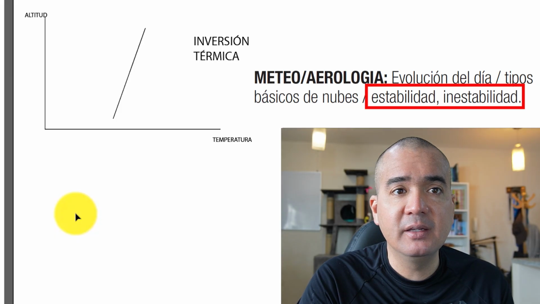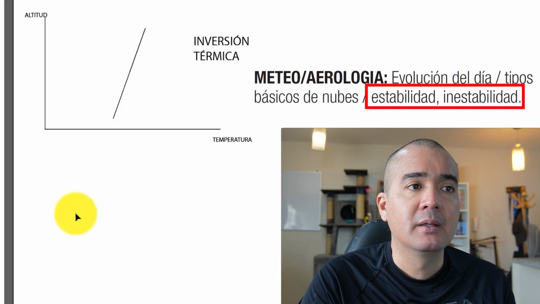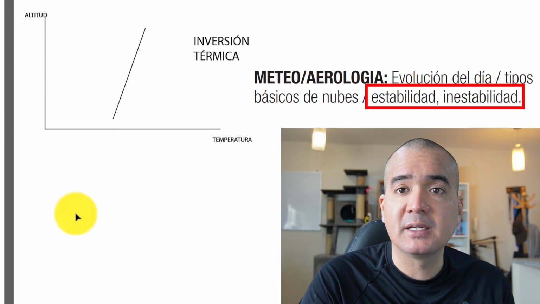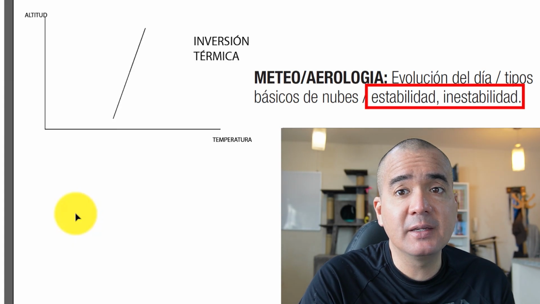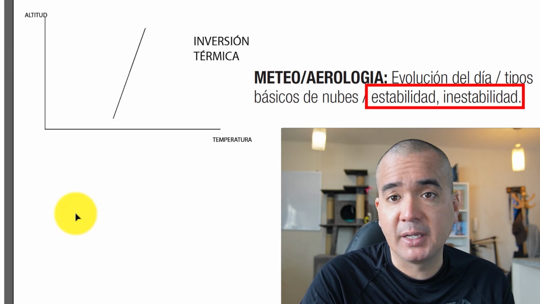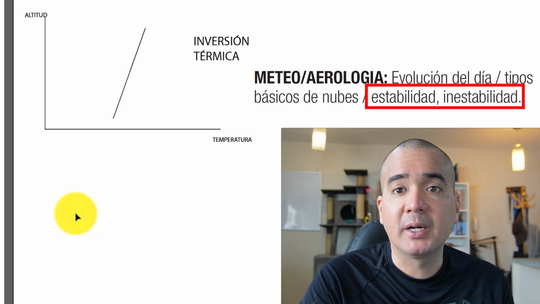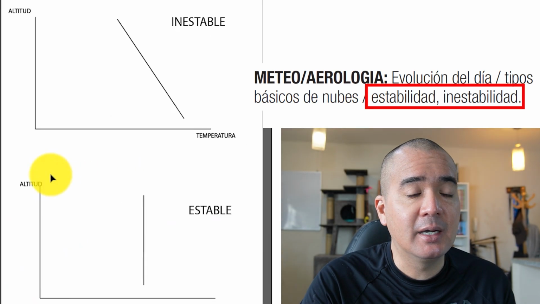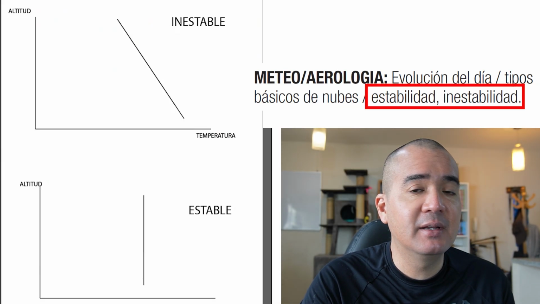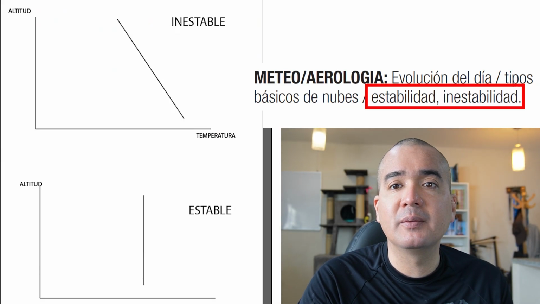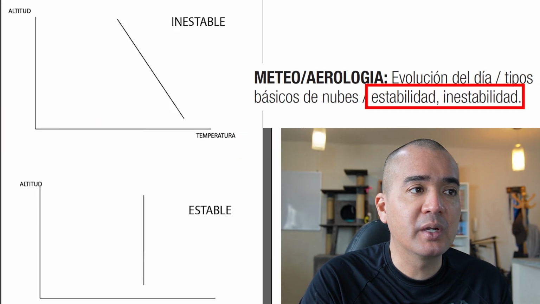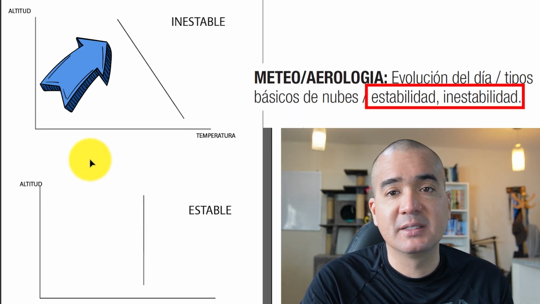For a thermal to last a long time and reach great heights, the atmosphere has to cool with altitude. Because if the atmosphere does not cool, the thermal, which always cools as it rises, will quickly equalize its temperature with the surrounding air. In a stable atmosphere, the thermal will last less time. In an unstable atmosphere, the thermal will have more chances to gain altitude and reach great heights. That is why when we fly thermals, what we want is the atmosphere to be as unstable as possible.